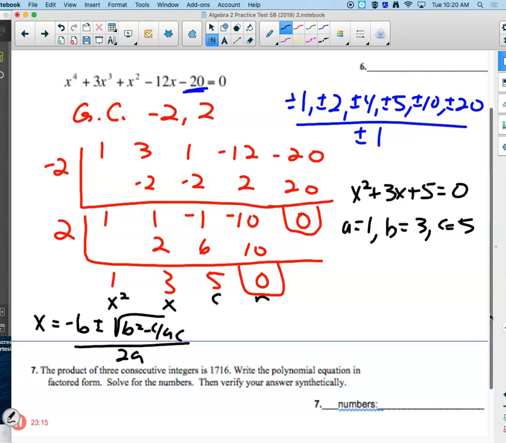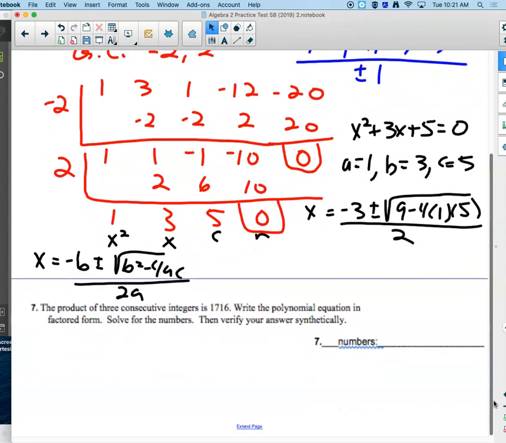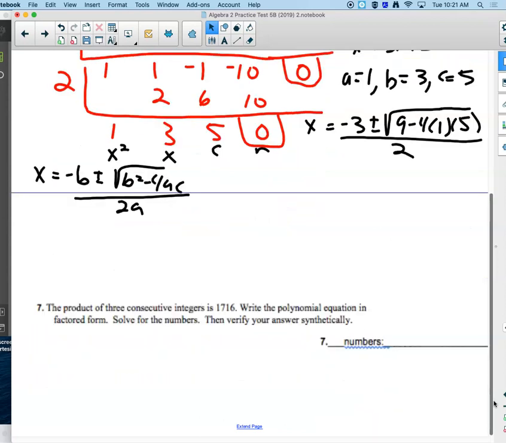So that's how we'll get the last 2. So we'll need the negative of 3 plus or minus the square root of 3 squared is 9 minus 4 times 1 times 5, all over 2 times 1, which is 2. And then we'll just have to simplify it.